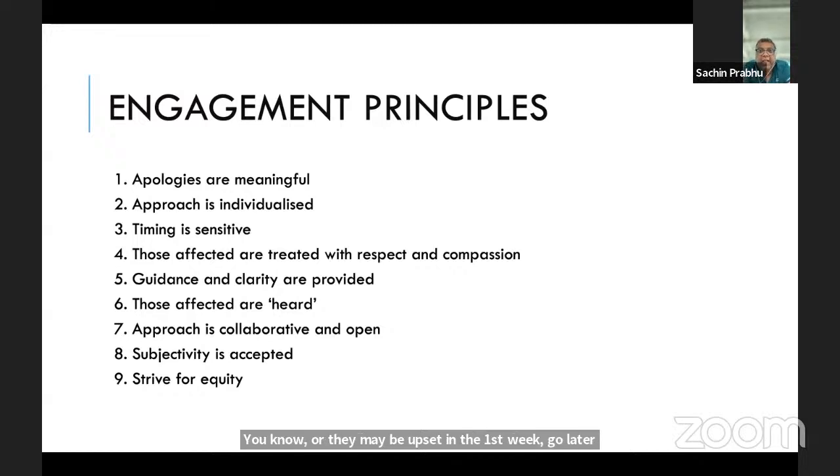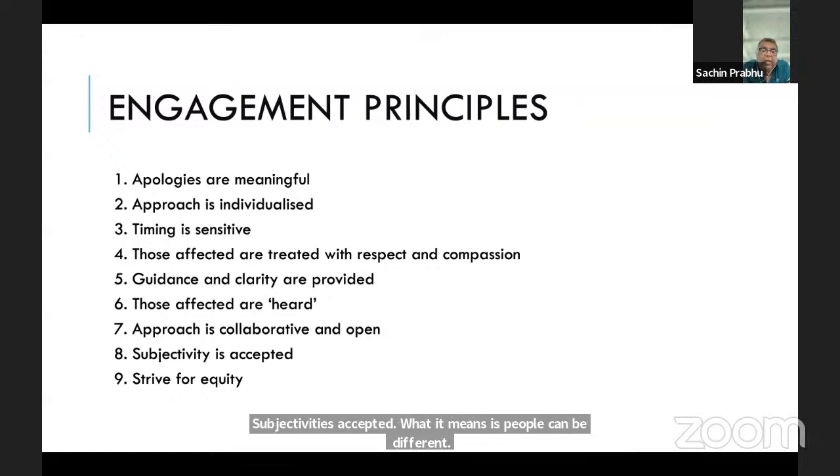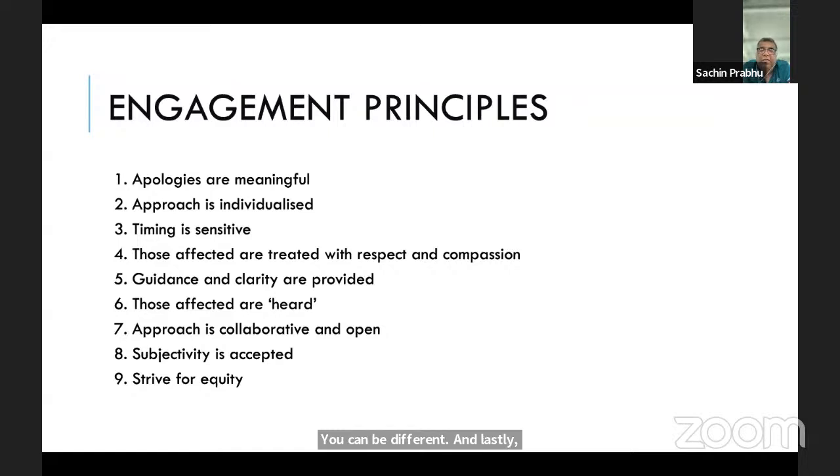That's for anything in life. Guidance and clarity are provided. If they want more information, do provide it. Those affected are heard. The approach is collaborative and open, so work with them. Subjectivity is accepted. What it means is people can be different, you can be different. And lastly, strive for equity. Equity means equity of color, size, shape, age, sex, everything actually. Next slide, please.